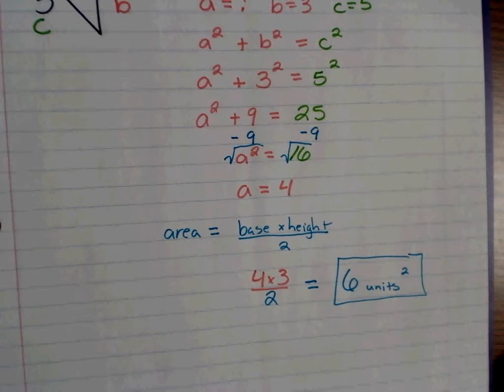Now, they're not always going to be asking you to find perimeter or find area. Sometimes it may just be as simple as what is the hypotenuse or what is the leg measurement.